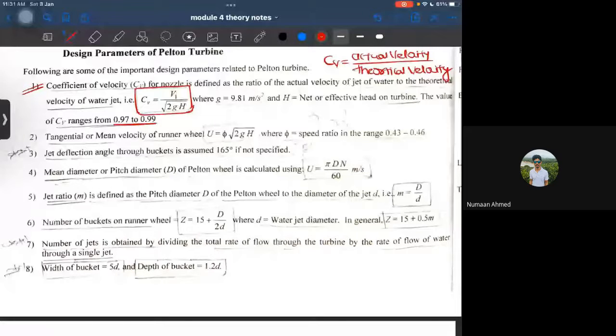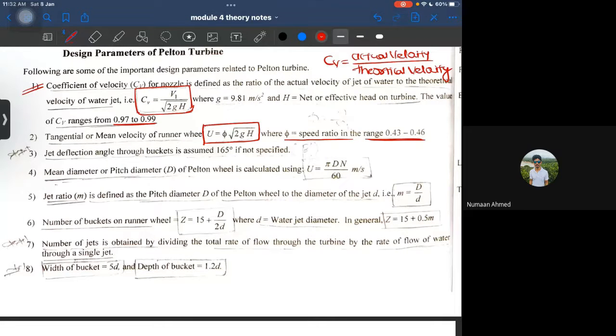Next it says tangential or mean velocity. So tangential or mean velocity is given by the formula u equals phi into square root of 2gh. Okay? Tangential or mean velocity u is calculated as pi DN by 60. Here we'll be using the same thing in another form as phi into square root of 2gh, where phi is nothing but the speed ratio and it ranges from 0.43 to 0.46.